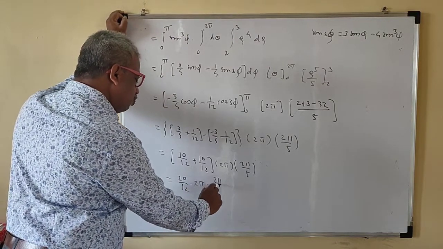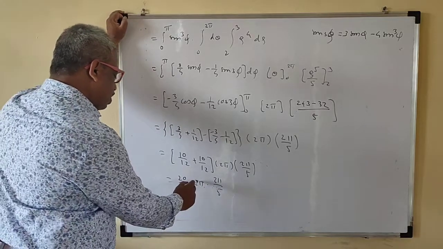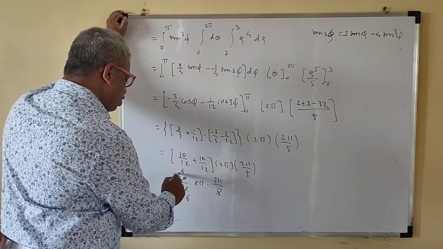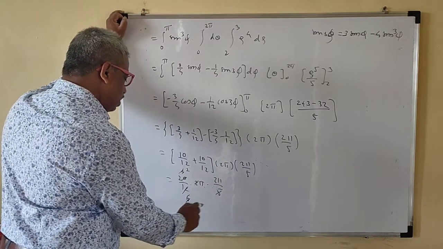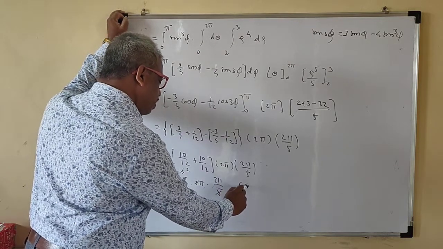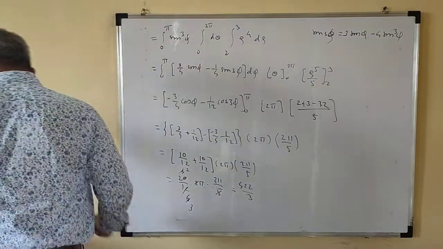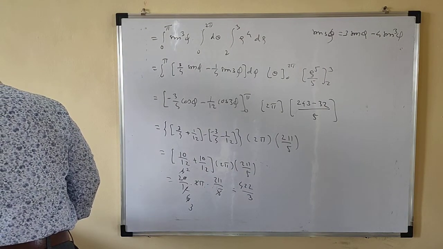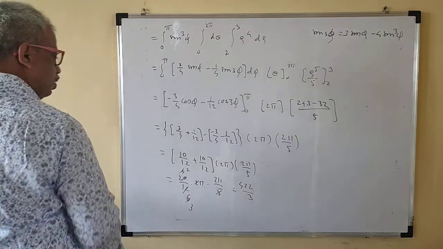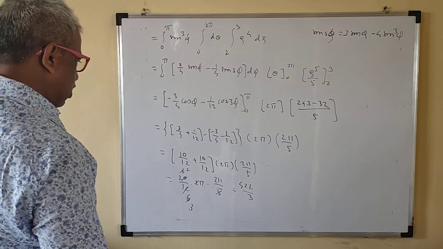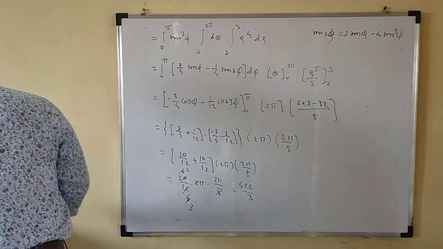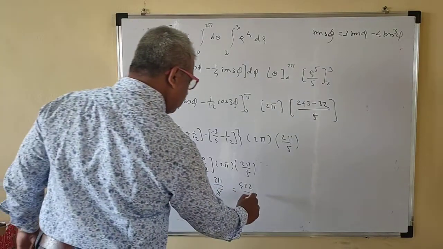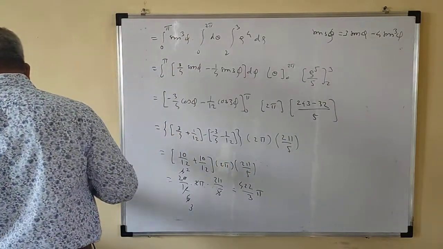2 pi, 211 by 5. Okay, so this is what then? Simplifying: 6, 5, 4, 2, 3. So the value is 422 upon 3 times pi. Okay, so this is the required answer.